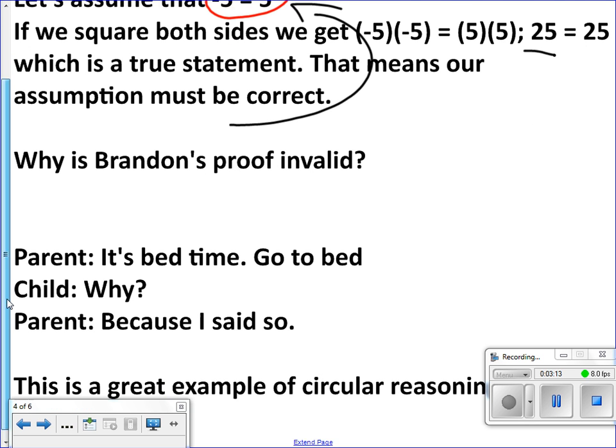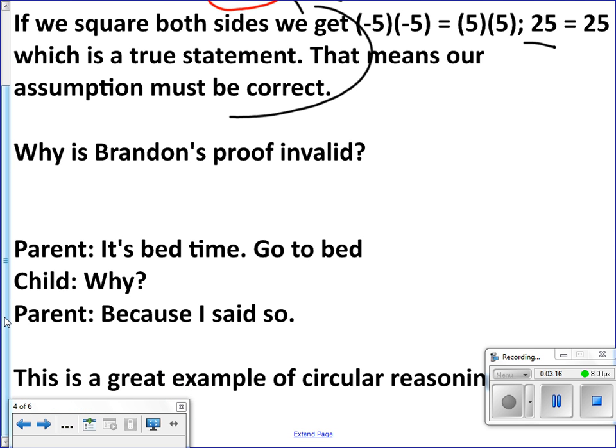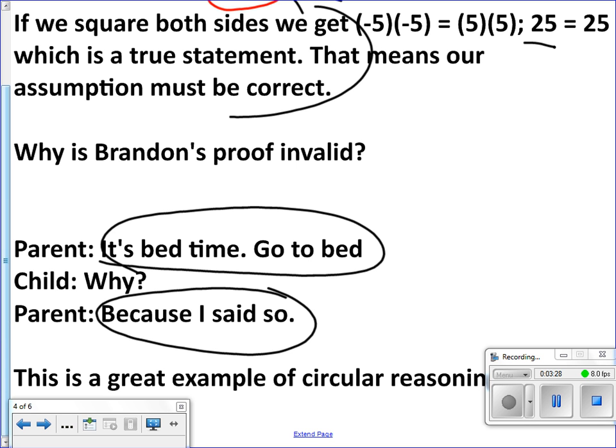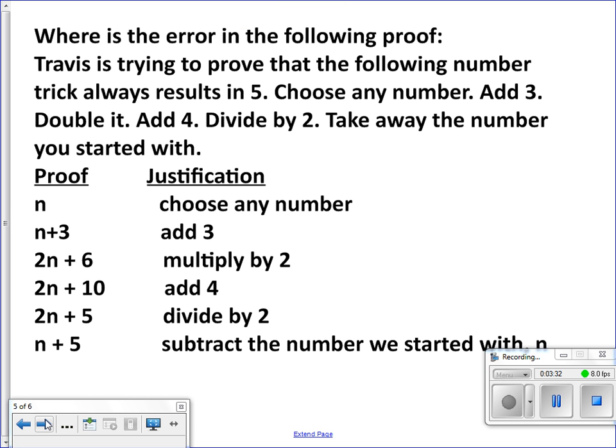One good example of this is a conversation between a parent and a child. The parent says, it's bedtime, go to bed. The kid asks, why? The parent says, because I said so. It's using the premise as the conclusion. It's circular reasoning. It's a great example. All right, take a look at the next example.